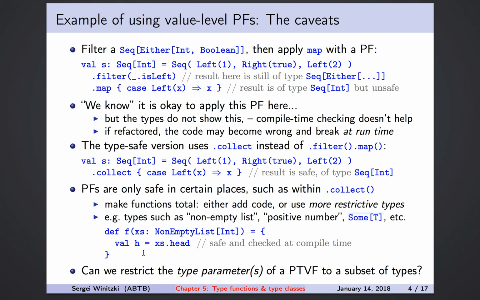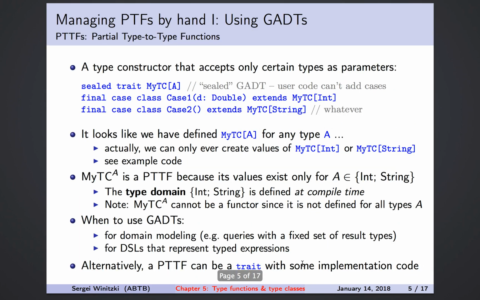So for type-level functions, we would like to restrict the type parameters to some restrictive subset of types so that this is safe. That's our motivation then. So let's see how this can be done. Here's a first example of a partial type-level function.